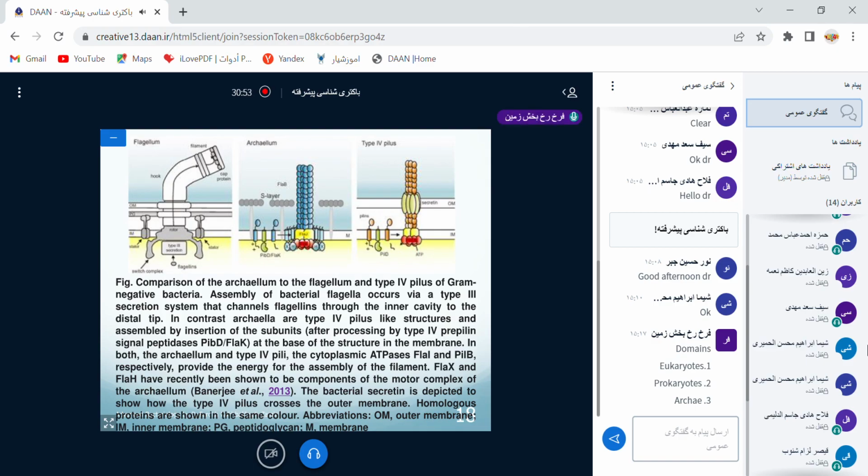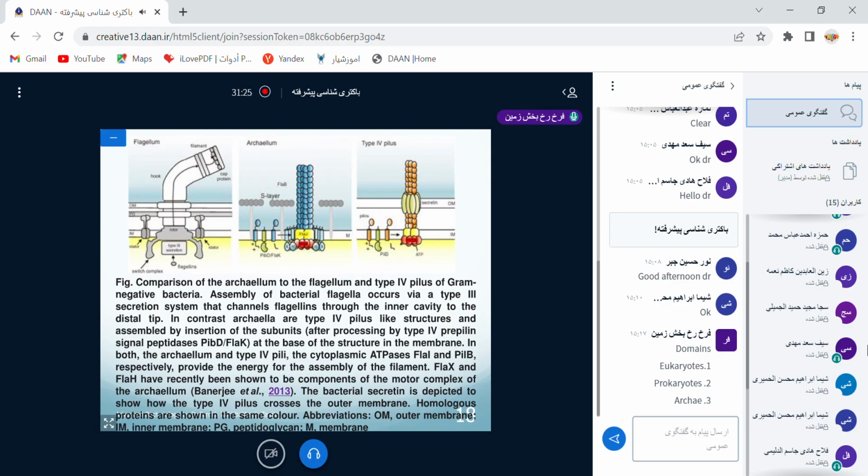In previous books and in previous times, some scientists believed that archaea are archaebacteria and that they are bacteria. But nowadays, it is obvious archaea are archaea. They are not eukaryote and they are not prokaryote. They are in a separate domain.